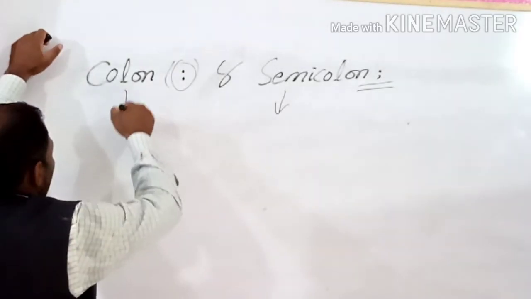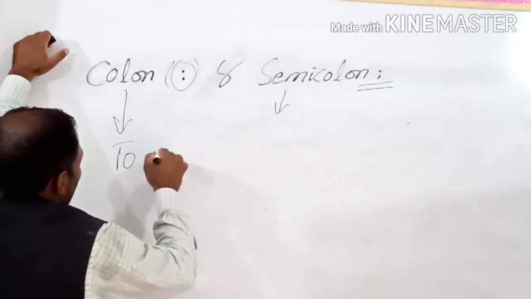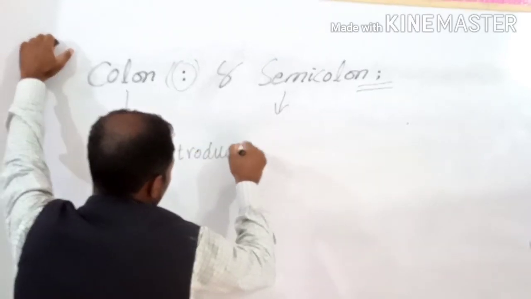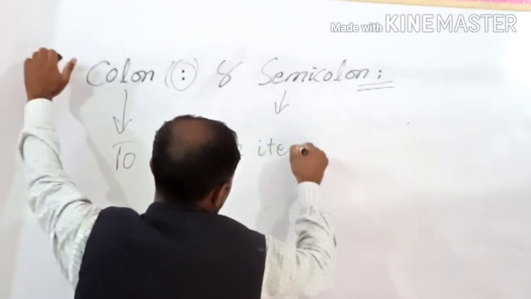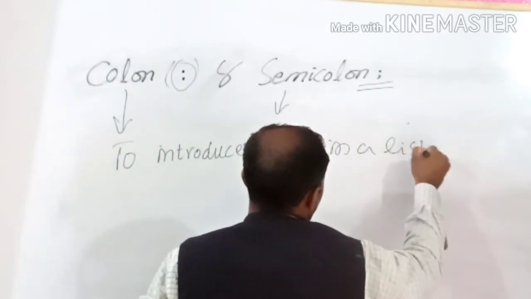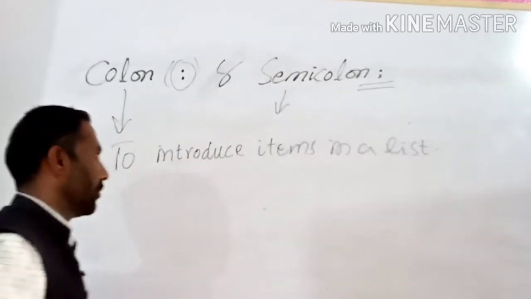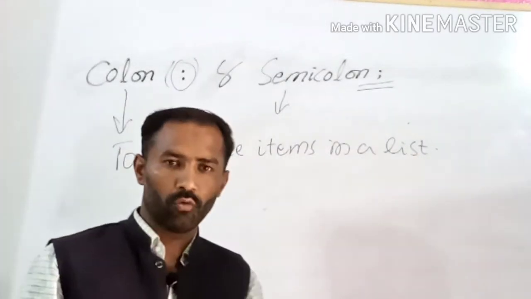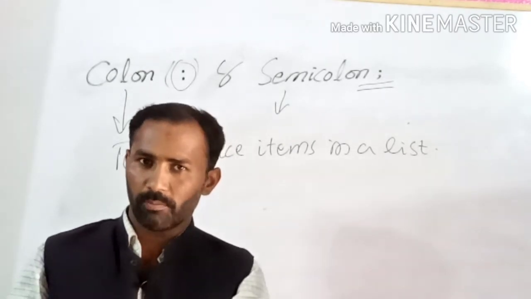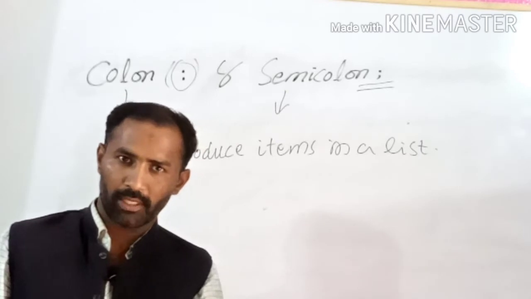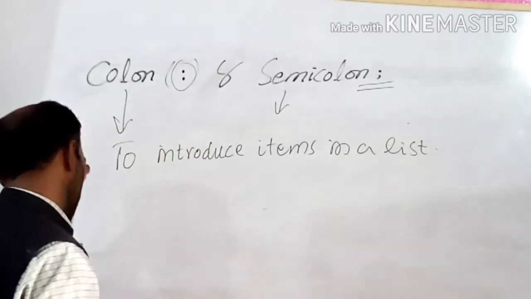The first use of colon is to introduce items in a list. To introduce items in a list means that if I say there are many things in the room, then we would use a colon, because we are giving information, we are going to introduce something. That time we use colon.